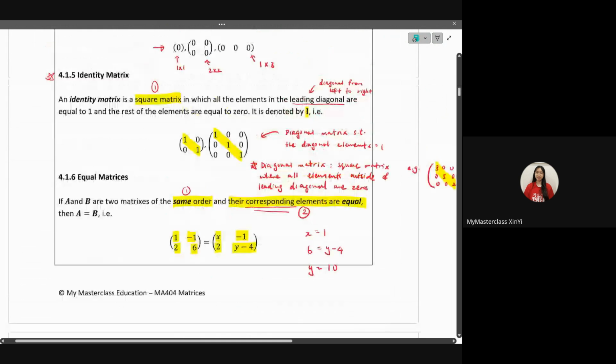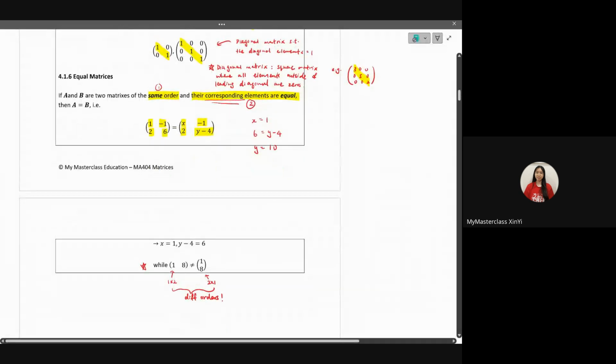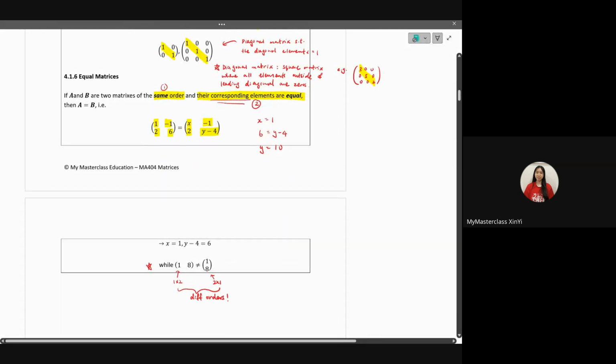We will pause here for now. So this is what we have for an introduction of all the different types of matrices.